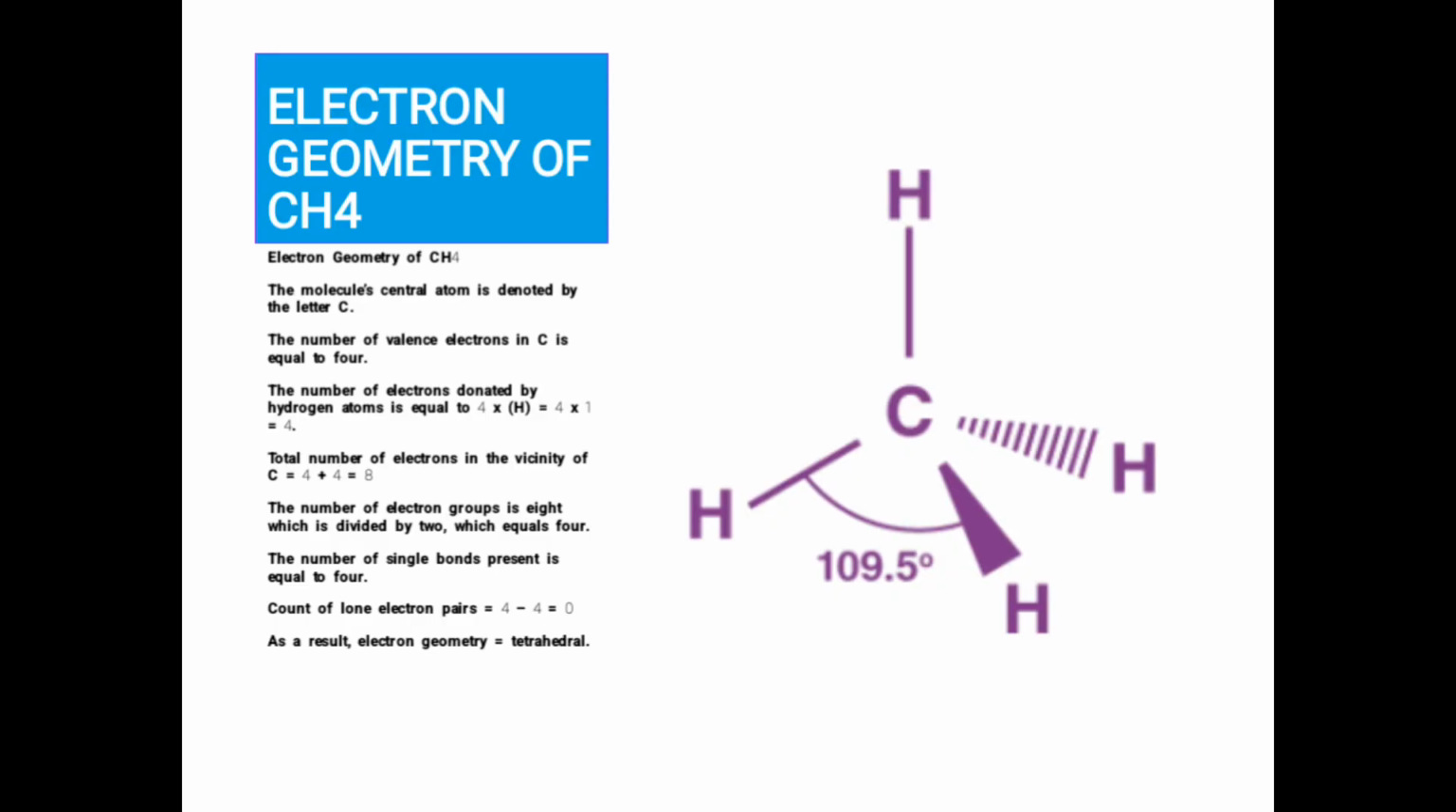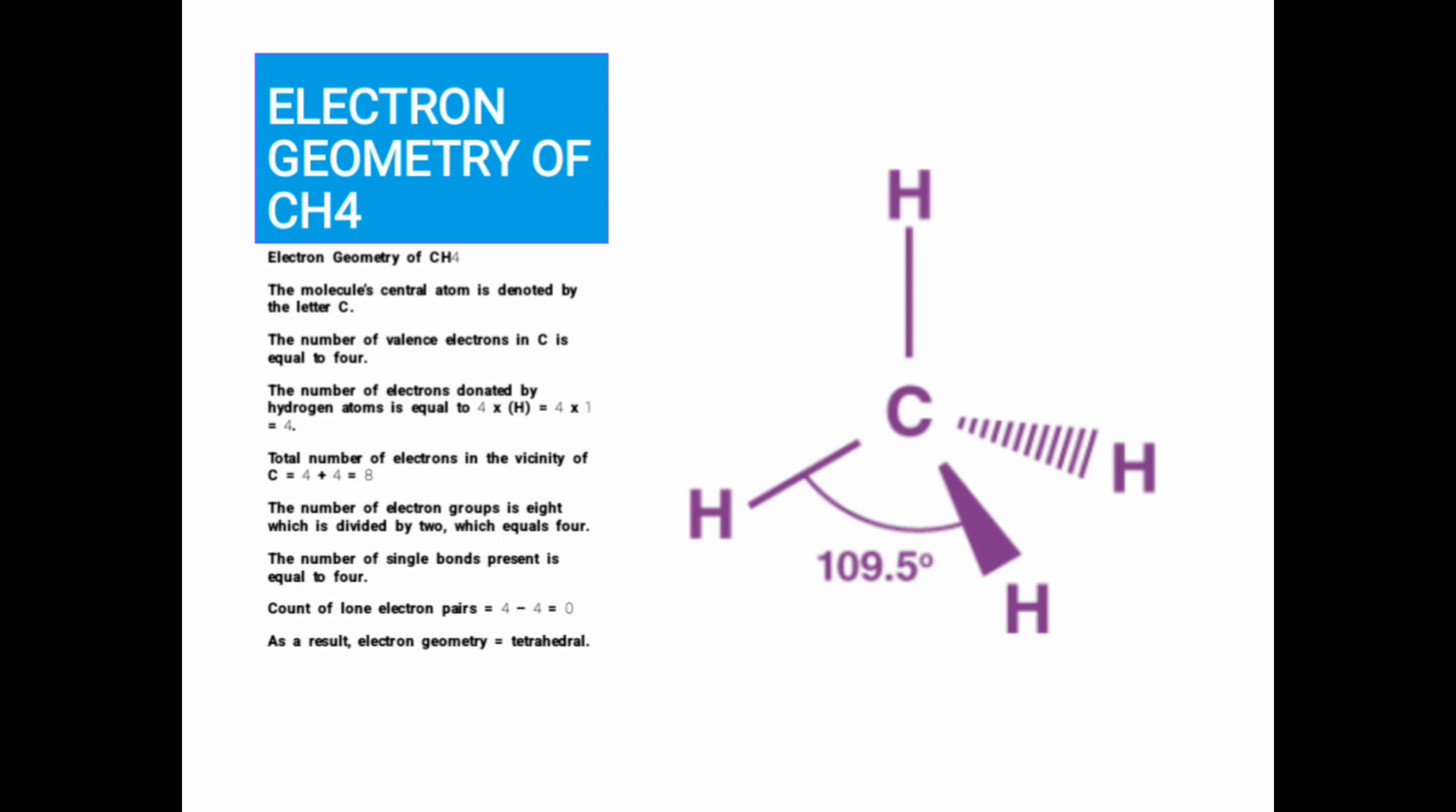Then if you are to count the number of lone pairs, that will be 4. That means once you have divided the 8 by 2, you get 4, then the number of single bonds is 4, so 4 minus 4 is 0. So that means it is having 4 atoms and 0 lone pair. Because it's having 4 atoms and 0 lone pair, the electron geometry therefore will be tetrahedral.